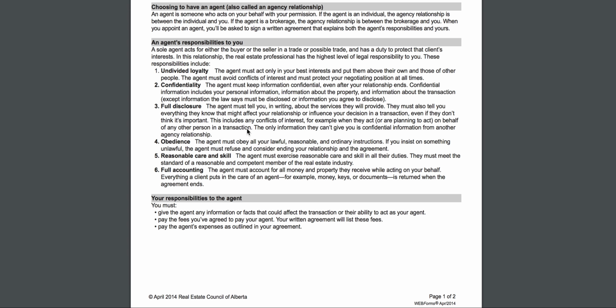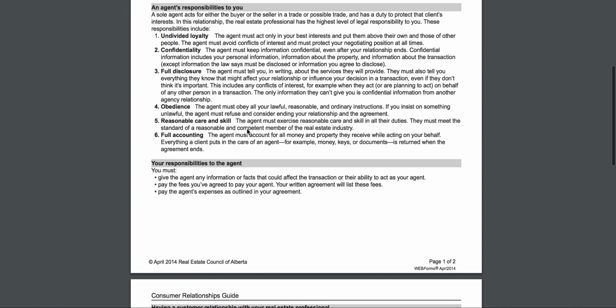An agent is somebody that acts on behalf of you with your permission. An agent is an individual or a brokerage, depending on whether it's common law or designated agency, and we appoint agents to you. You'll be asked to sign a written agreement that explains both the agency's responsibilities to you and also your responsibilities to the agent. We'll get into the agent's responsibilities to you first.